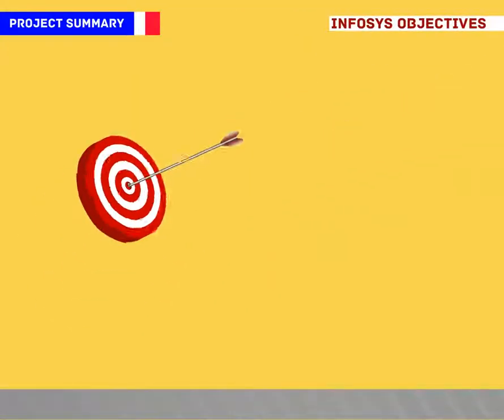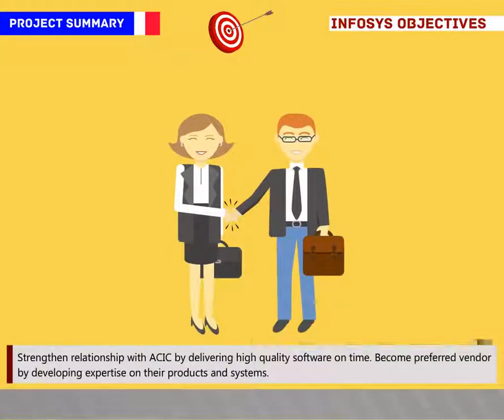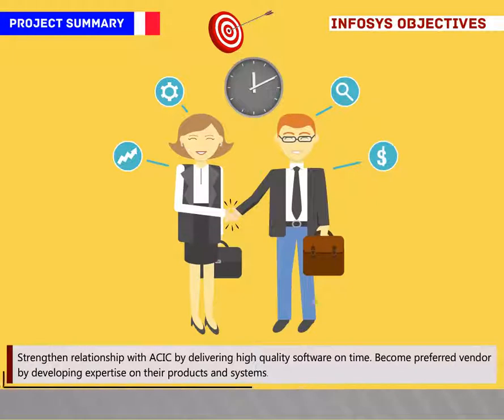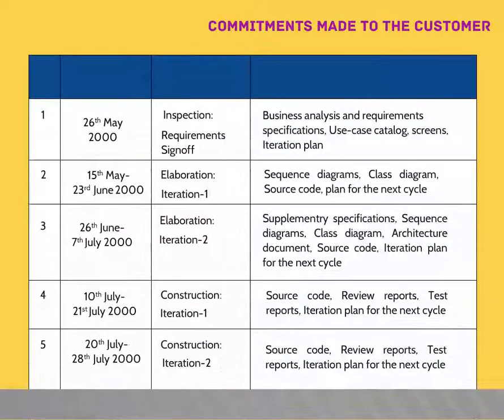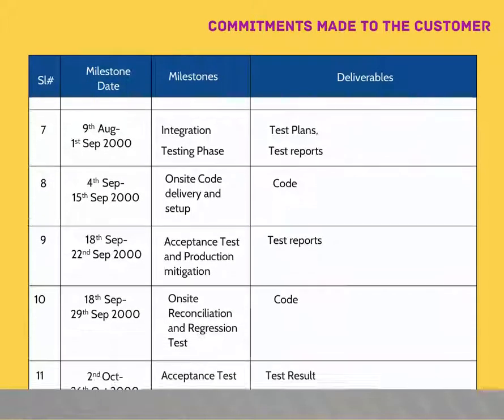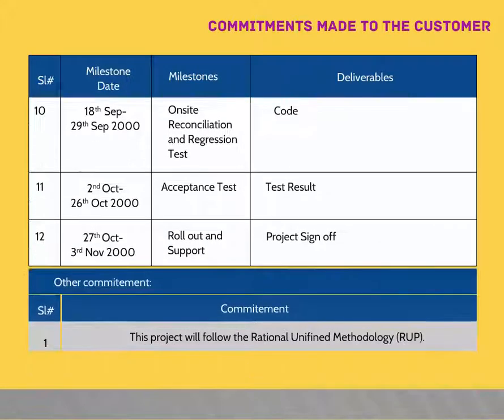Infosys objectives: strengthen relationship with ACIC by delivering high-quality software on time, become preferred vendor by developing expertise on their products and system, commitments made to the customer, milestone date, milestones, deliverables. Other commitments.